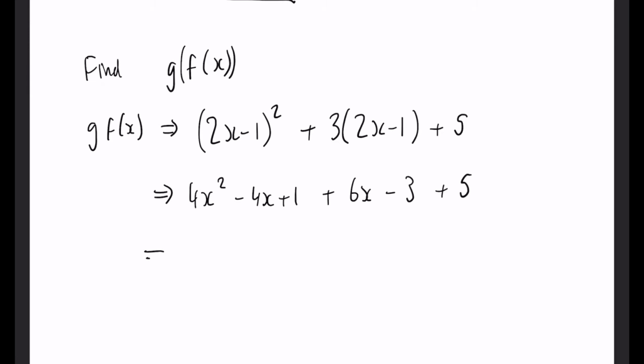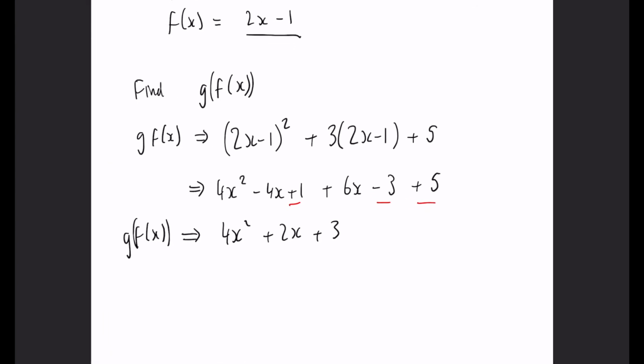So gather together all the terms that you need. We're going to have a 4x squared minus 4x plus 6x is a positive 2x. And then plus 1 minus 3 plus 5 is going to give us a positive 3. And that is our g of f of x function.